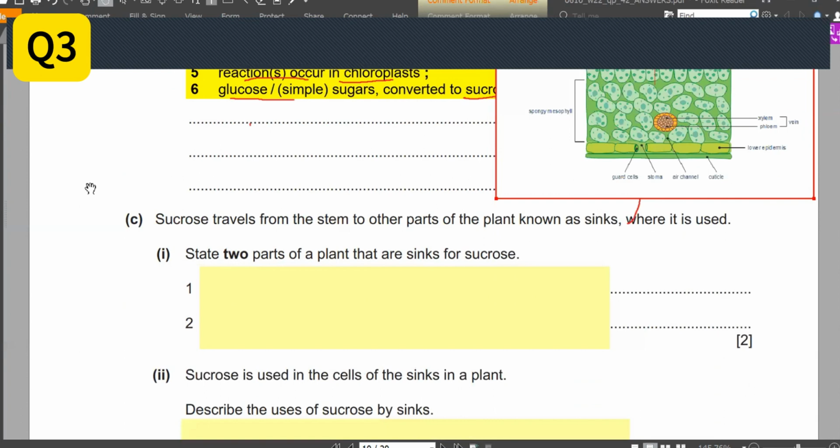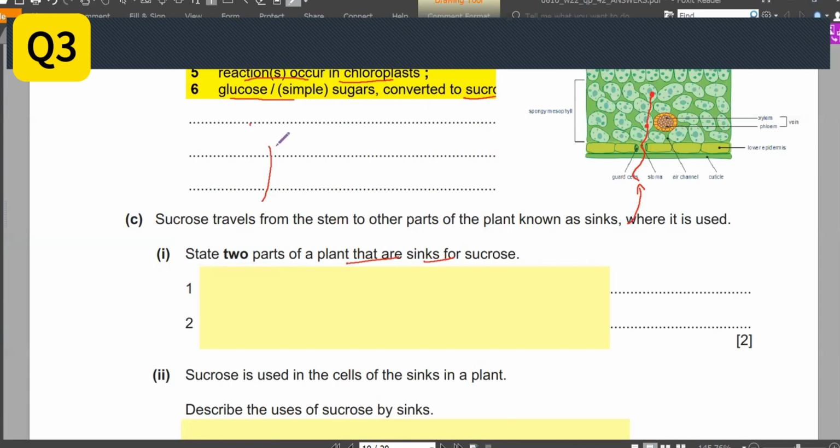Next part. Sucrose travels from the stem to other parts of the plants known as sinks, where it is used. Two parts of the plants that act as sinks. So for the plants, the glucose is produced in the region with the leaves. And then the sucrose produced will be transported to other parts of the plants for storage purposes or to be used, and so on. So what are the other parts?